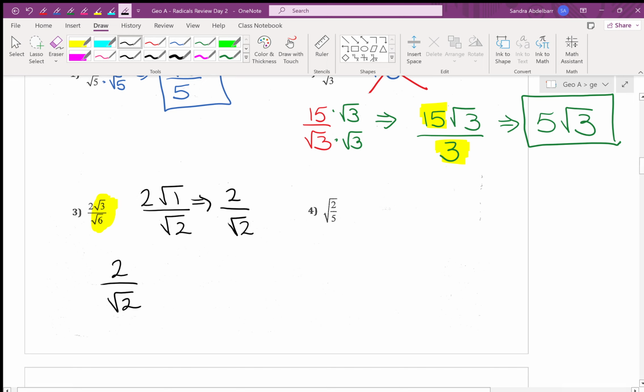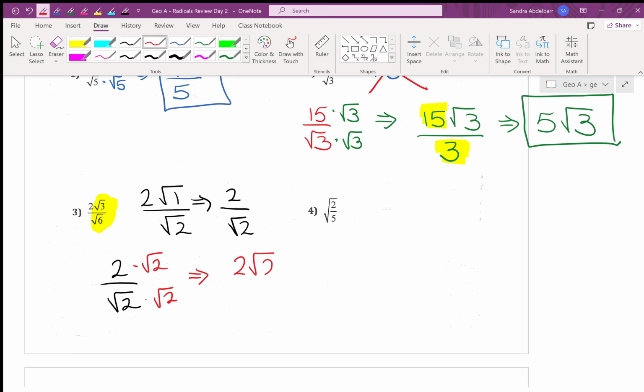No. Logan, what should I do? Multiply by what? By 2? By root 2. You got it. We're going to multiply numerator and denominator by the square root of 2. So here we're going to have 2 times the square root of 2 is 2 root 2. What's root 2 times root 2? 2. Now can I cancel out those 2's? Absolutely. So now we just have the square root of 2.